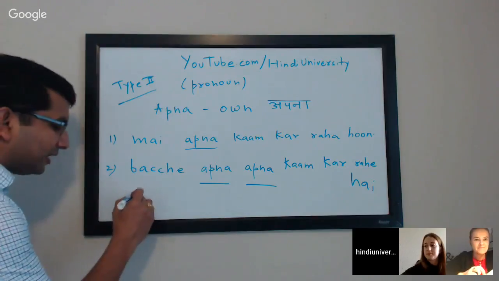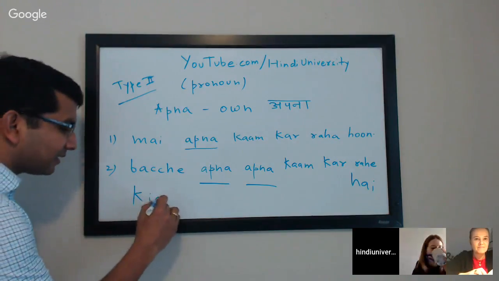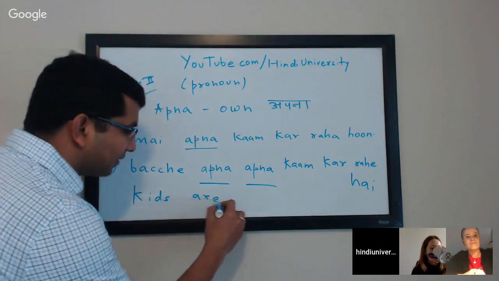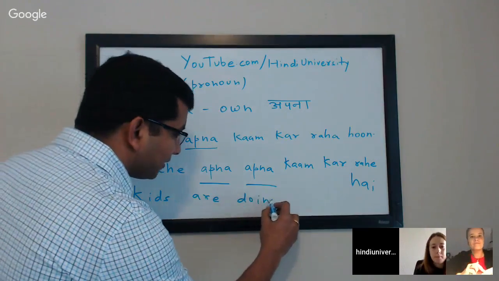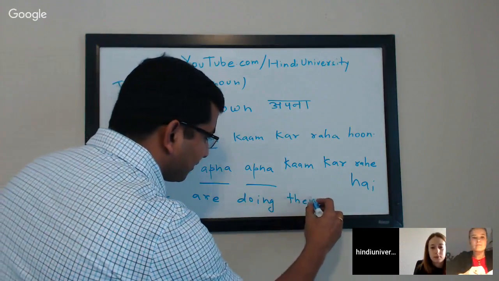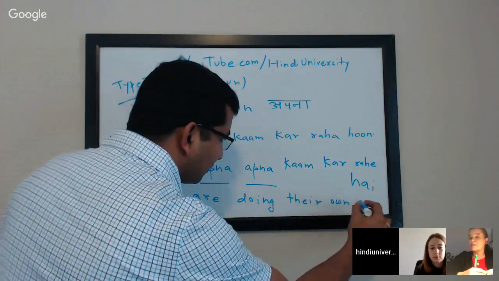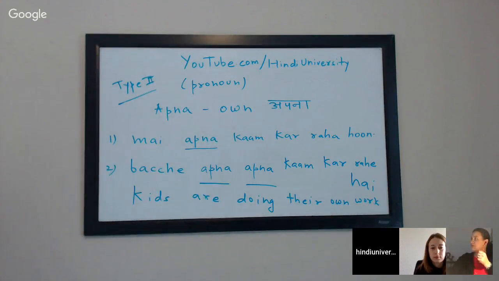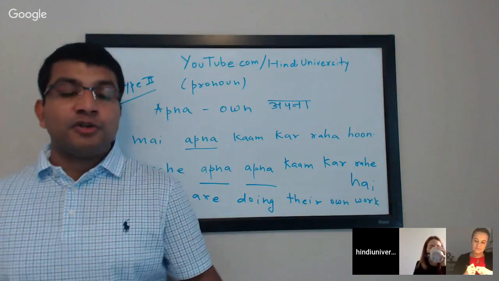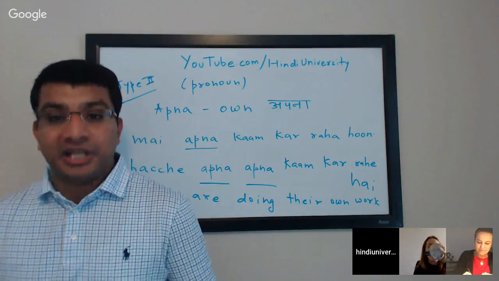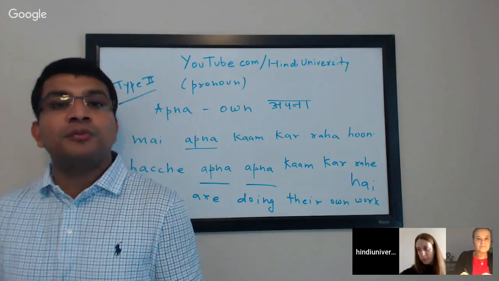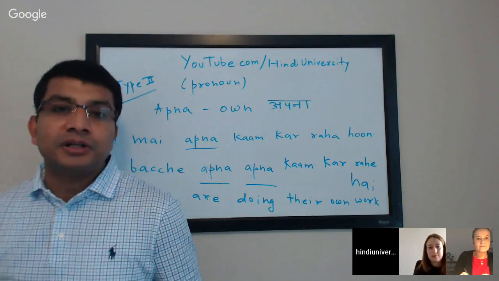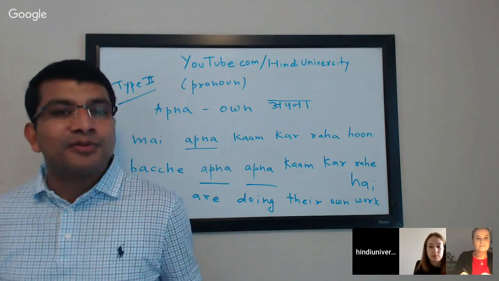Okay. So it really means kids are doing their own work. Bachche apna apna kaam kar rahe hain. Right? The work is given to them. When you say apna apna, that means each one is doing their own work. They're not involved in anybody else's work. They're minding their own business, type of sense.